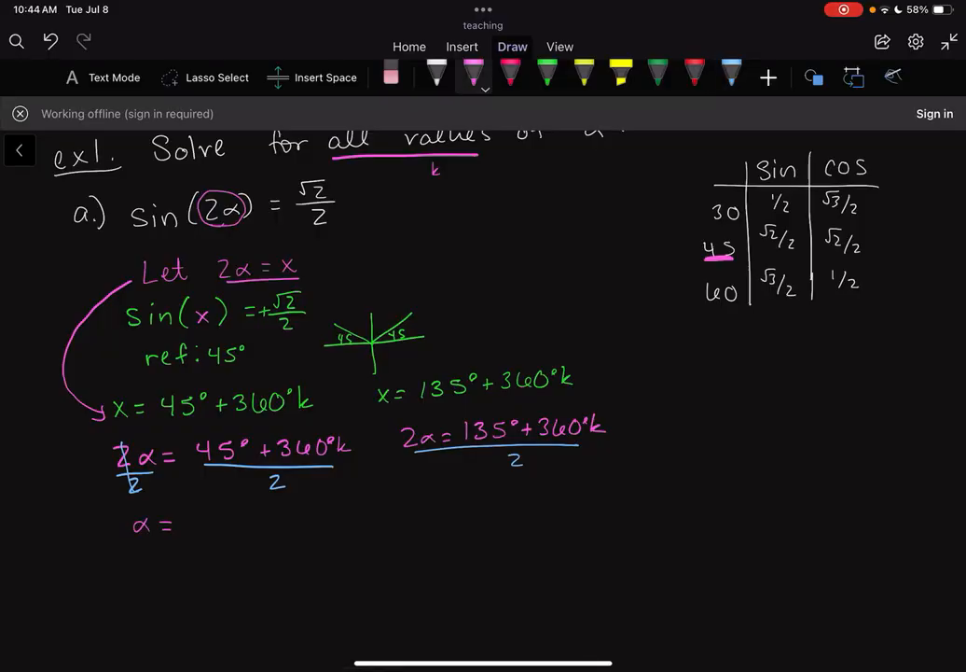So we get alpha equals 45 divided by 2, which is going to be 22.5. 360 divided by 2 is 180. 135 divided by 2 would be 67.5. And 360 would become 180. So this is actually my final answer.